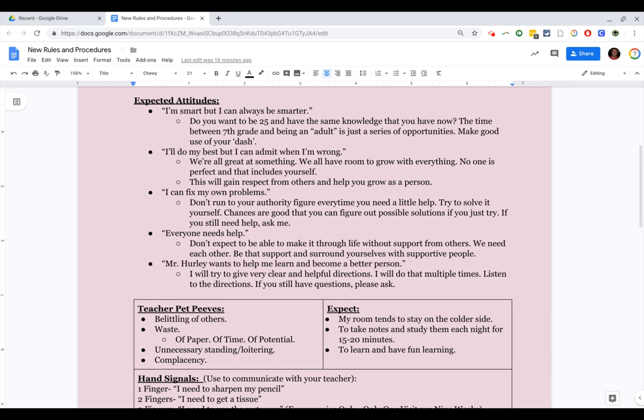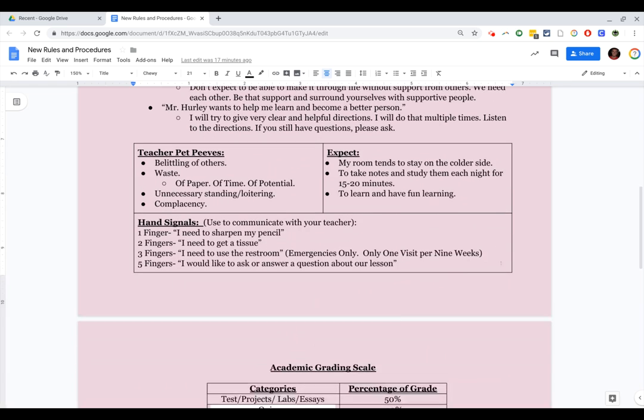Last thing, I want to help you learn and become a better person. So I want you to believe that Mr. Early wants me to learn and become a better person. I will try to give very clear and helpful directions. And I will try to do that multiple times, repeat myself. Listen to the directions. If you've listened to the directions and you still don't understand, ask me. I want to help. That is my job, to help you. So this is the first part of the rules and procedures. There'll be another video to come.